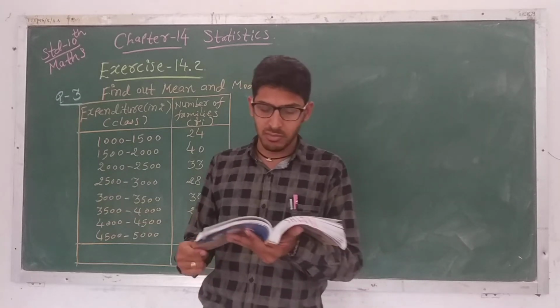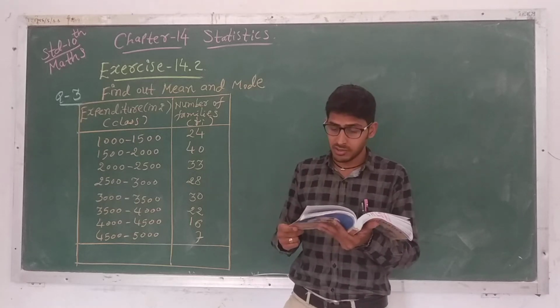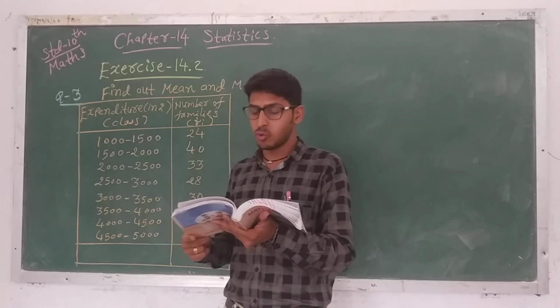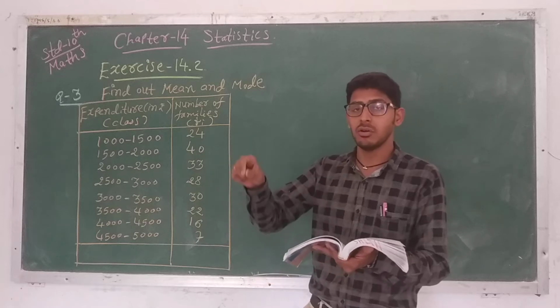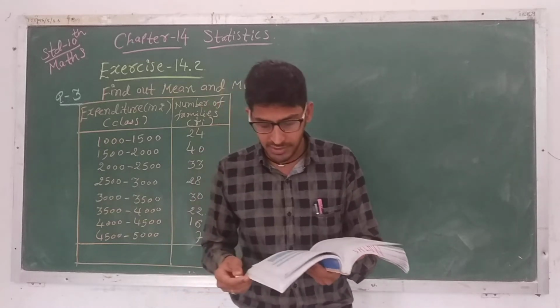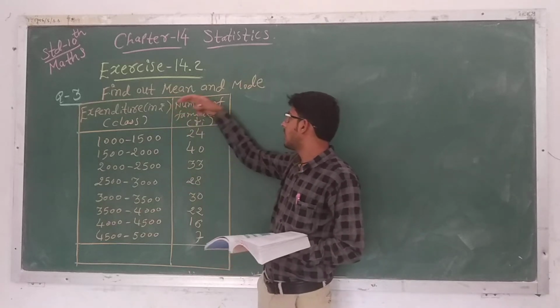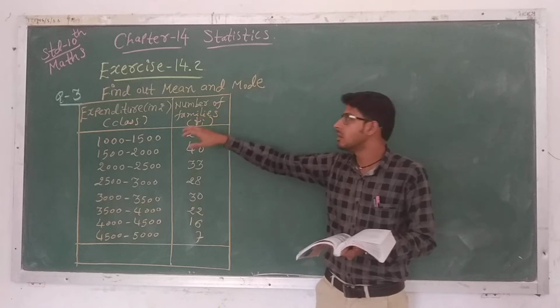Now we will start question number 3. The following data gives the distribution of total monthly household expenditure of 200 families of a village. Find the modal monthly expenditure of the families. Also find the mean monthly expenditure. So we have to find mean and mode of given data.